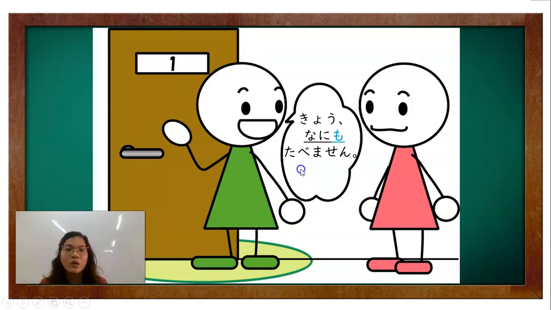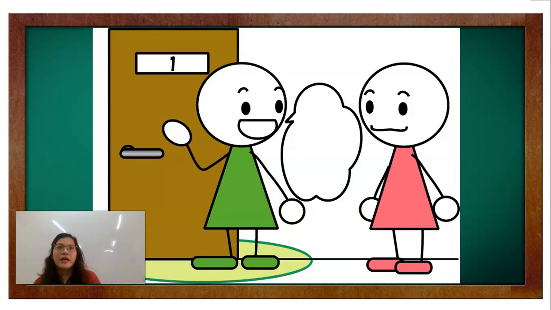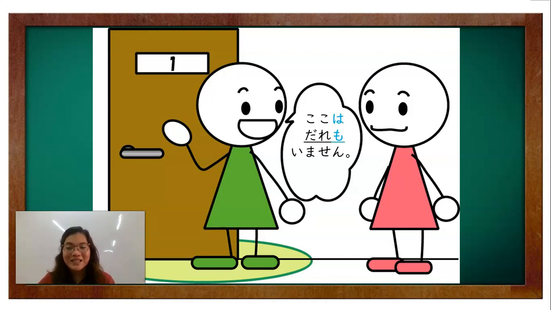Kyo nani mo tabemasen. How would I say no one's here? You use dare, for a person. Sasabihin mong walang kahit sino dito, or no one's here. You will say, Koko wa dare mo imasen. That is how we use the interrogative plus mo and verb negative.